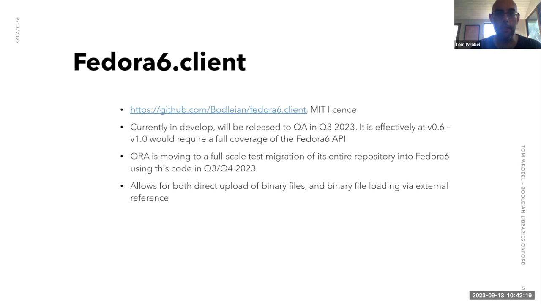It is on GitHub. If you do a search for Fedora 6.client, you should be able to find it. It's in the Bodleian's GitHub space. It's available under the MIT license. It's currently on a develop branch. It will be released to QA very soon in our internal structures. We'll be using GitFlow logic, so at some point a release will come through. It's effectively, I think, at version 0.6.